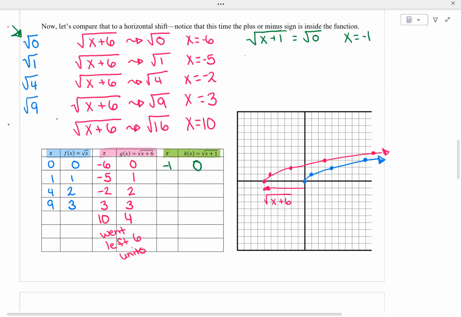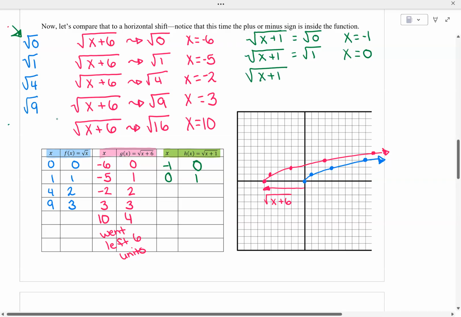Okay, now we're going to do it again. What would x have to be so that when I add 1, I get 1? Well, we just kind of did that one. It ended up being 0. So if I plug in a 0, I get a 1. The next one I need is a 4. What would x have to be so that when I add 1 to it, I get a 4?